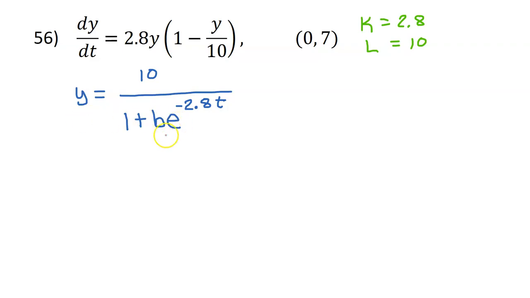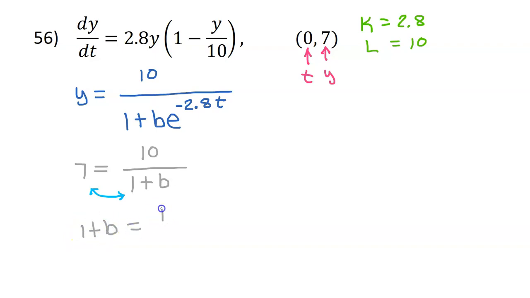To finish off the solution, we just need to find the value of b. We can find it using the initial condition 0, 7. When t is 0, y is 7. That gives us 7 equals 10 over 1 plus b, because when t is 0, we have e to the 0, which is just 1. When you have a number equal to a fraction, you are allowed to swap the denominator and the number by itself. So that gives us 1 plus b is equal to 10 over 7.